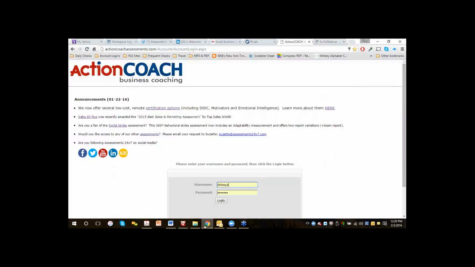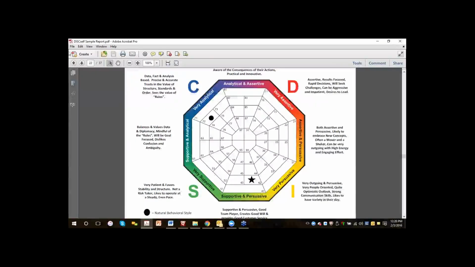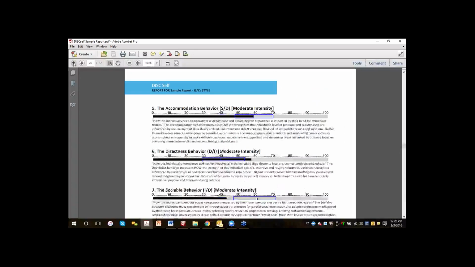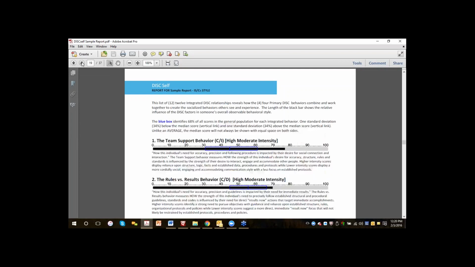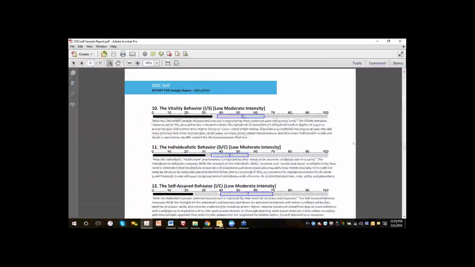Now let us talk about one other thing, and I really would like your feedback on this. I am finding, again, in talking with people, that these 4 pages, the 12 integrated disk style relationships, so here's page 1, and then we get into all these graphics here, 3 pages of graphics. I'm finding that most coaches do not even use this, and it confuses the respondent. So I am thinking of taking these 4 pages out of the report.